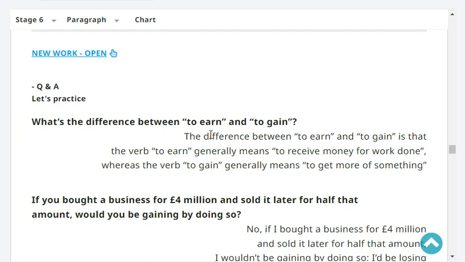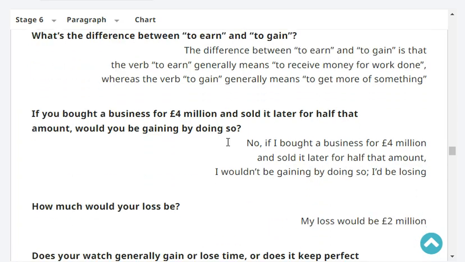If I bought a business for £4 million and sold it later for half that amount, would I be gaining by doing so? No, if you bought a business for 4 million pounds and sold it later for half that amount, I wouldn't be gaining by doing so. I'd be losing. Very good.